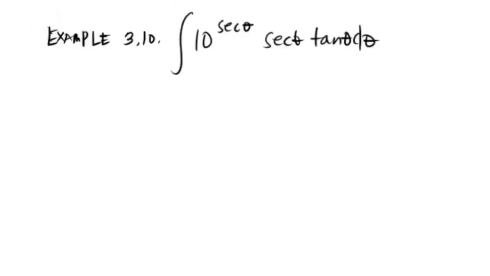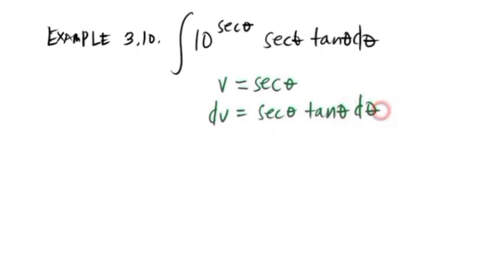So dagdagan natin yung example natin. Example 3.10, we have the integral of 10 raised to secant theta multiplied by secant theta tangent theta. So we let our exponent secant theta equal to v, so v is equal to secant theta. Taking the derivative of v, so we have dv. The derivative of secant theta is secant theta tangent theta d theta.